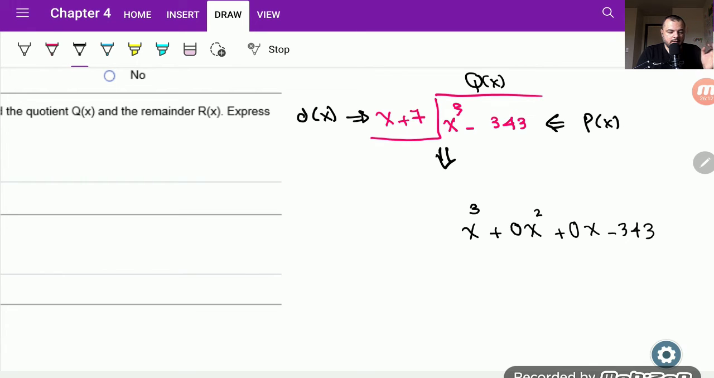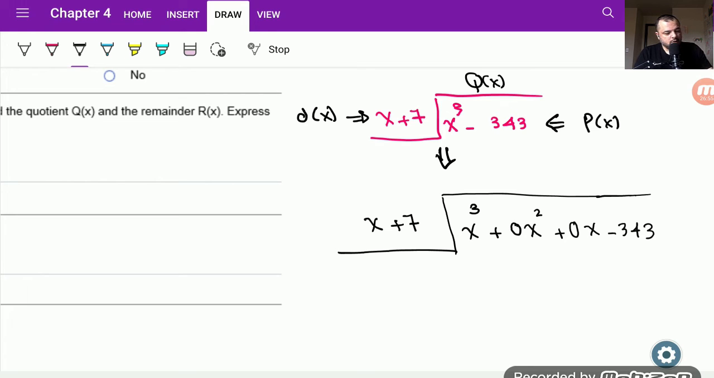We have all of the terms: x to the power of 3, x to the power of 2, x to the power of 1, and x to the power of 0, which is the constant term. Then I'm going to divide by x plus 7 and perform the same steps I did in the previous video. If you don't know what I'm doing here, please refer to the previous video. It's over there.